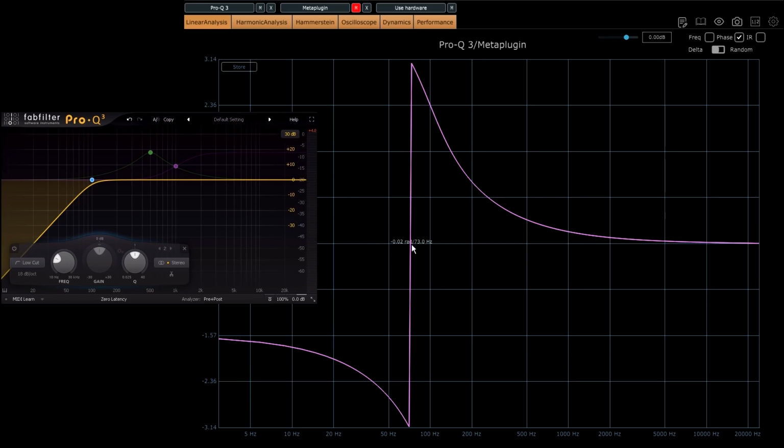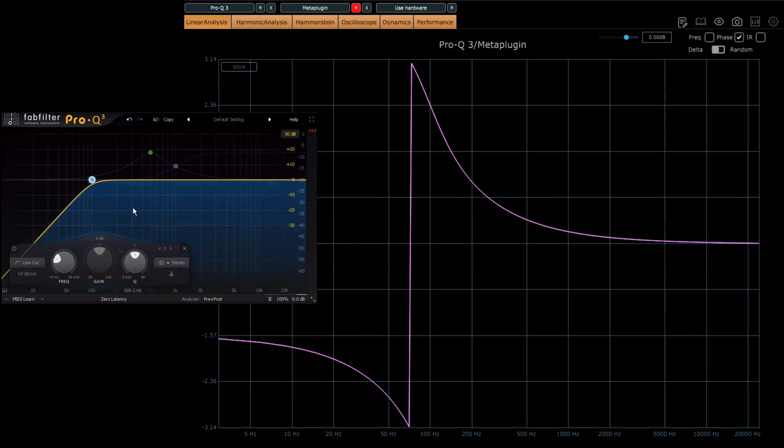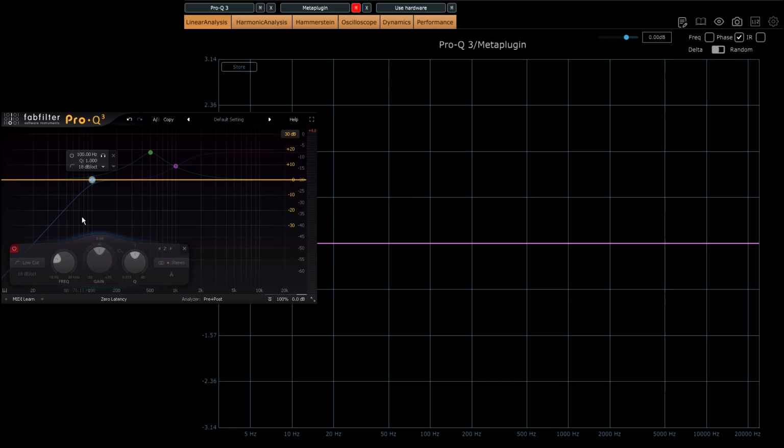Okay, but that's a high-pass filter. I was talking about EQ, by which I mean bell and shelf filters. They cause phase shift too, right? What's the difference? Well, quite a lot, as it happens.